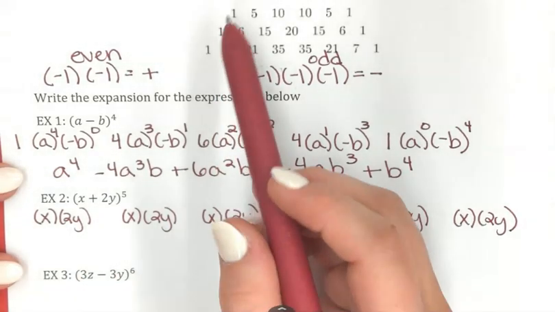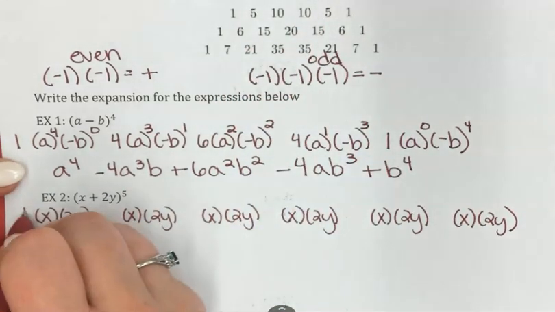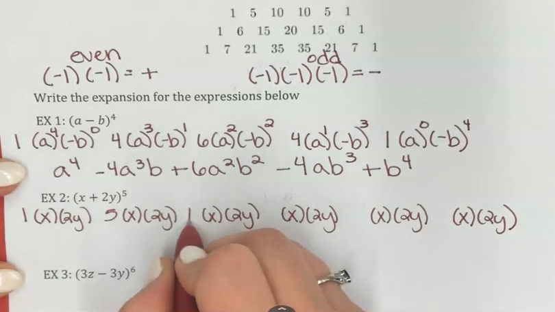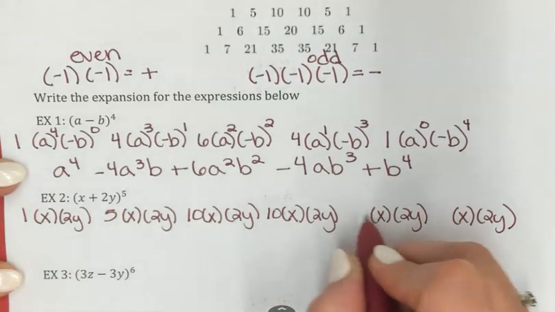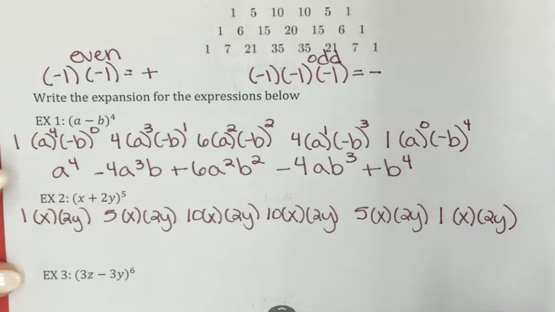So I'm going to go ahead and write in my coefficients here. I've got 1, 5, 10, 10, 5, and 1.